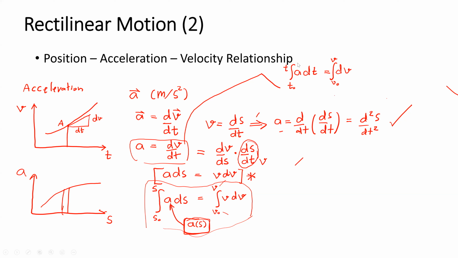So what does it mean? It means that V minus V0, on the right hand side, should equal to, if in our case we consider the constant acceleration.